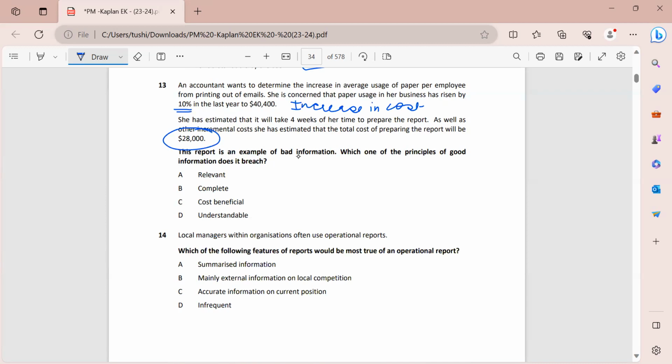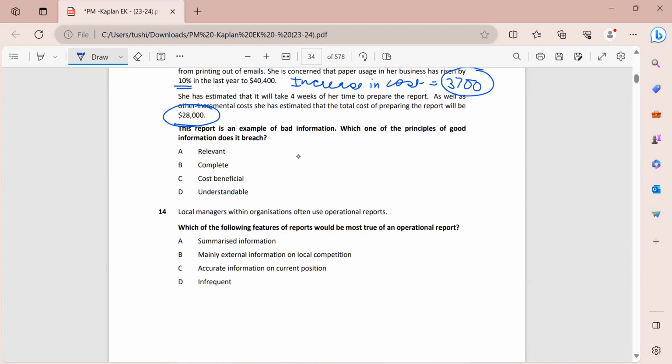So that means, whatever our cost previously was, it has only risen to 40,400. So the increase that I can calculate is less than $3,700. So which means that the cost is 28,000, and it's a matter of only $3,700. So why should I waste time? So this report is an example of bad information. Which one of the principles of good information does it breach? So this is definitely not cost beneficial. That is why it breaches the principle of cost beneficial.